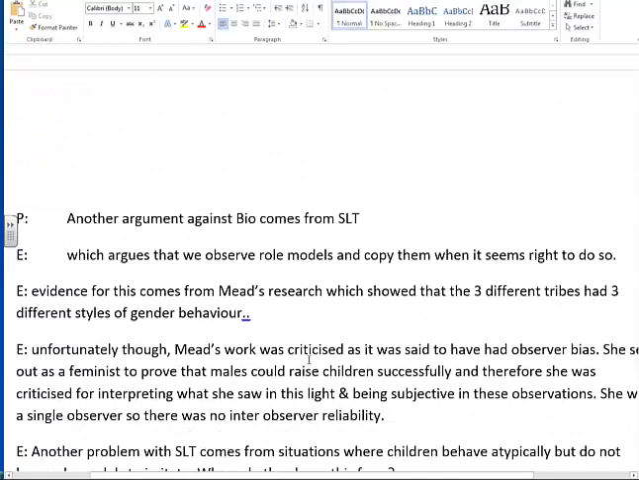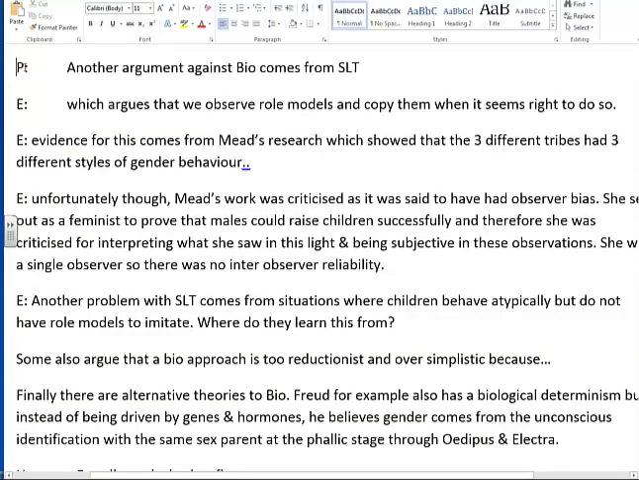Other arguments from biological come from, here we go again, another point, social learning theory. We're raising something, we're identifying a problem, alternatives, right? Explaining that. What do we mean by SLT? Well, their belief is that we observe role models and we copy them when it seems right to do so. Where's the evidence that this goes on? The evidence comes from things like Mead's research. All right, very brief, do not retell the 3 tribes. We don't need to know that, okay? We may just put in one tiny bit of information, like one of the tribes. That's it, nothing else.